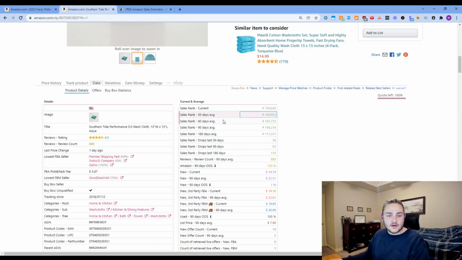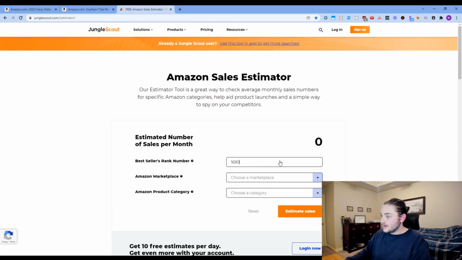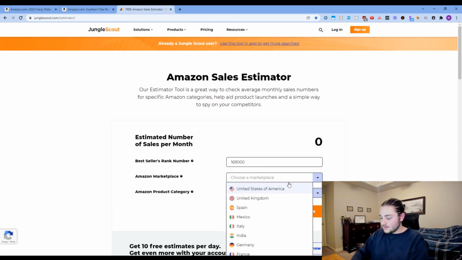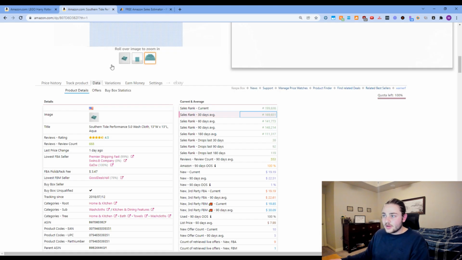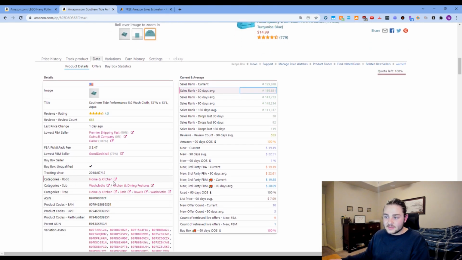But you can actually just go in here to the data tab of Keepa, and I really encourage you guys to go ahead and poke around with all of the options on Keepa. There's tons of stuff that's going to help you make better decisions, help you make more money. But in this case, we're going to be looking for the 30-day average sales rank, which is 169,000. We're going to go ahead and type that in over here. We're looking at the United States marketplace, and then we're going to figure out the category. In this case, it's in home and kitchen.